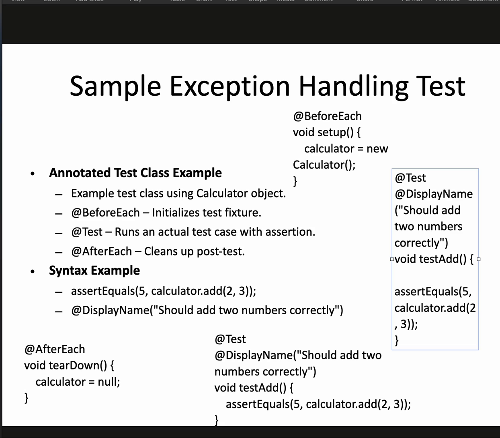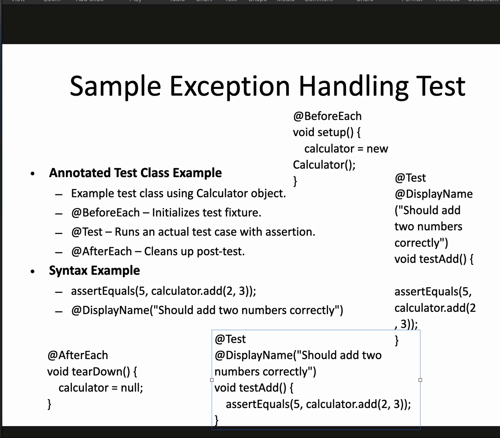This line means we expect the result of 2 plus 3 to be 5. If it's anything else, the test will fail. Then we use @AfterEach to clean up, resetting the calculator to null after the test. Set up and clean up in a clean and repeatable way. It also highlights the value of using clear assertions and display names to make your test output more readable.